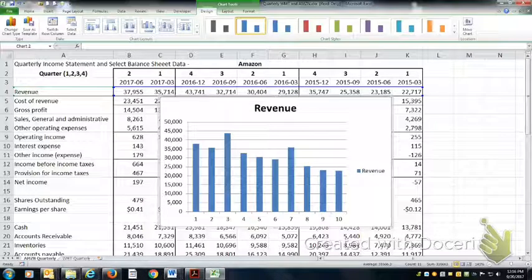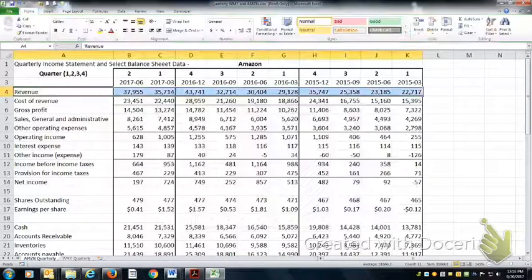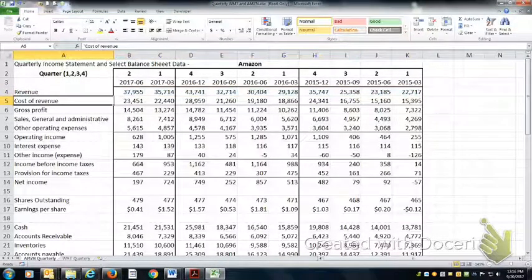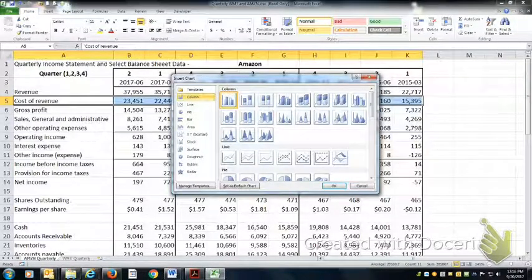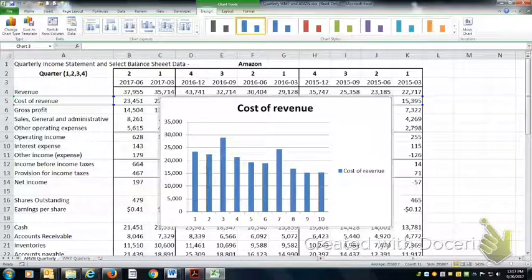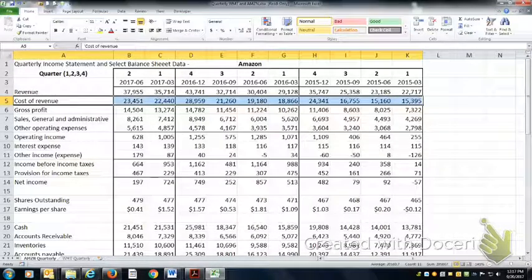Notice there's an upward trend, but in addition to the trend, every fourth quarter, and that's the one that encompasses Christmas, takes a big jump. That's fairly common for a lot of firms in the U.S. Now, if I was going to graph the cost of goods sold or the cost of revenue, you're going to see the same pattern in that. That's because they're selling the same stuff. They're just selling more of it in the Christmas season.